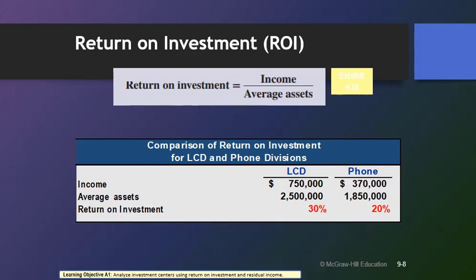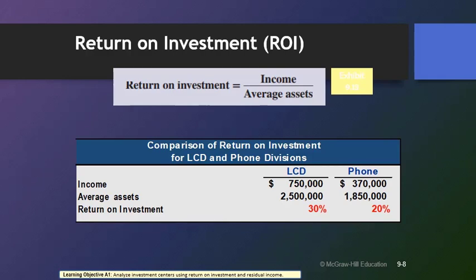All right, first thing we can do is calculate the return on investment for each division. Okay, so we take the income divided by the average assets, and that's going to give us our return on investment. Now, you may think, well, why is this important? Okay, because this is clearly not something that would ever be provided to external financial statement users, but this could be really helpful to management.